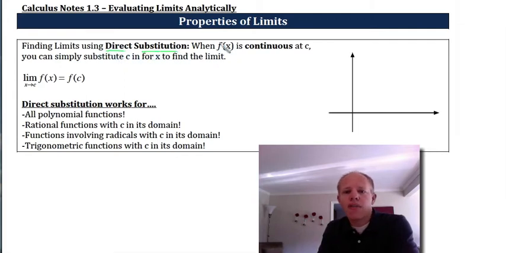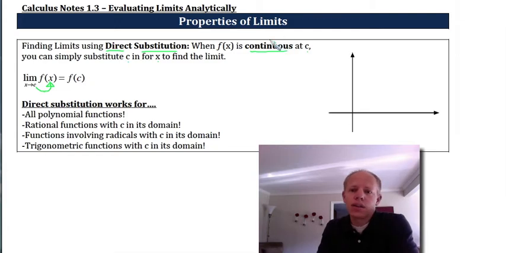Okay, so when f of x, our function, is continuous at point c, you can simply substitute c in for x to find the limit. So then the limit of our function f of x as x approaches c is f of c, meaning you just take this c right here, you plug it in for x in the function, and whatever answer you get out is the limit.